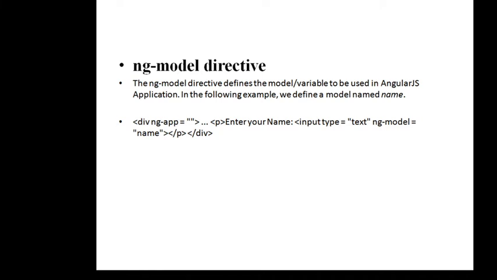The ng-model directive defines some models or variables to be used in an AngularJS application. In the following example, we define a model name: <div ng-app>, enter your name, input type is equal to text, ng-model is name.